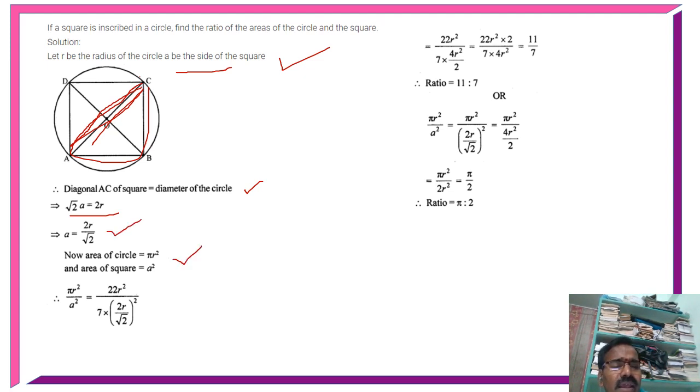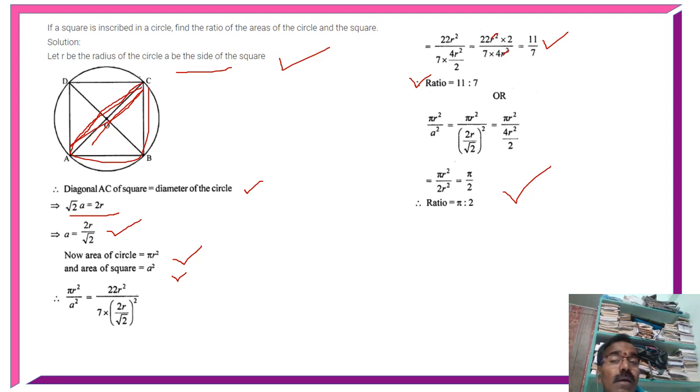Area of the circle is pi r square, and area of the square is a square. Let us take the ratio of the areas: pi r square by a square. Substituting pi as 22 by 7, we get 22 by 7 r square divided by 2r by root 2 whole square. After simplification, 22 r square by 7 into 4 r square by 2. If we take the reciprocal, we can do cancellation, students. After total cancellation, r square cancels as a variable, and we get 11 by 7. So the ratio of their areas is 11 by 7, or else in terms of pi it is pi is to 2.